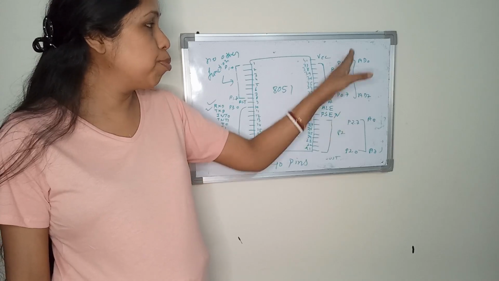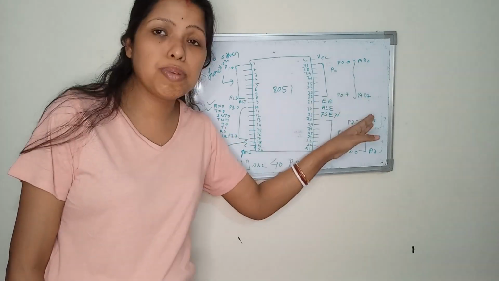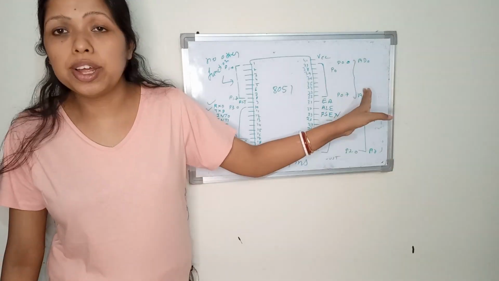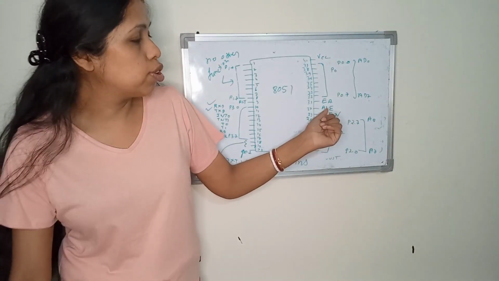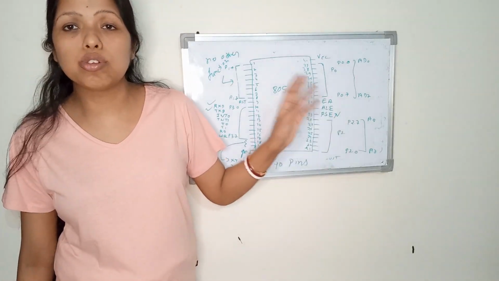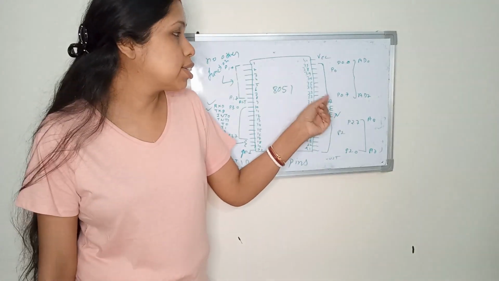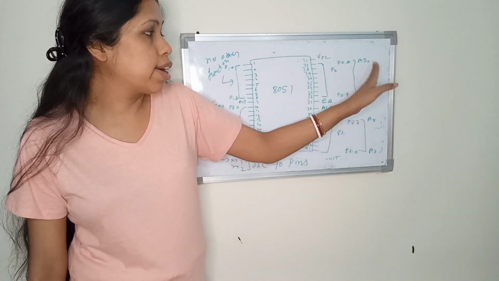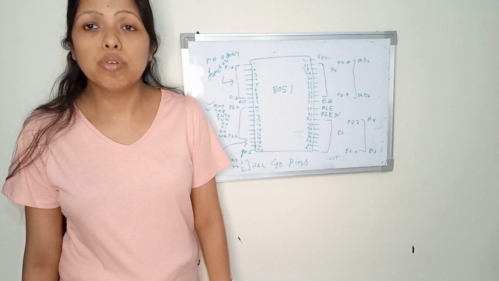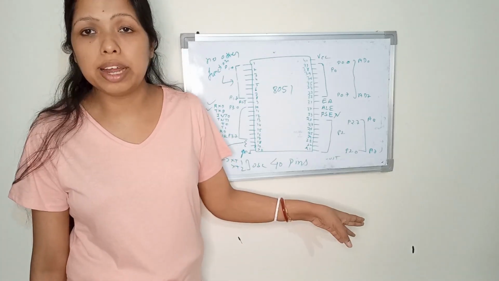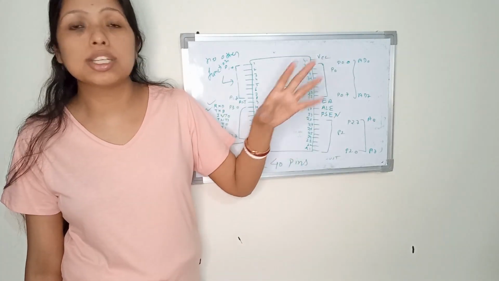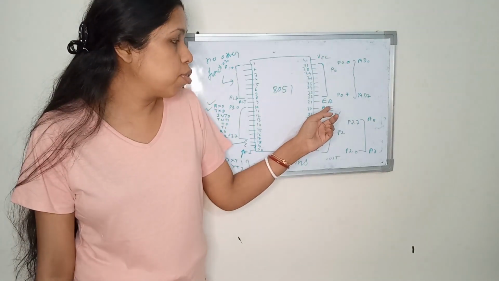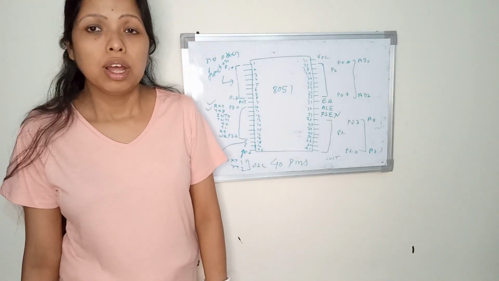And if you want to demultiplex, here you can see the address bus and data bus are both multiplexed. If you want to demultiplex the address bus from the data bus, you need to send the signal through the address latch enable. Why? Because you need the 16-bit address bus, so you need to demultiplex the address bus from these terminals. For that you need to activate the address latch enable.